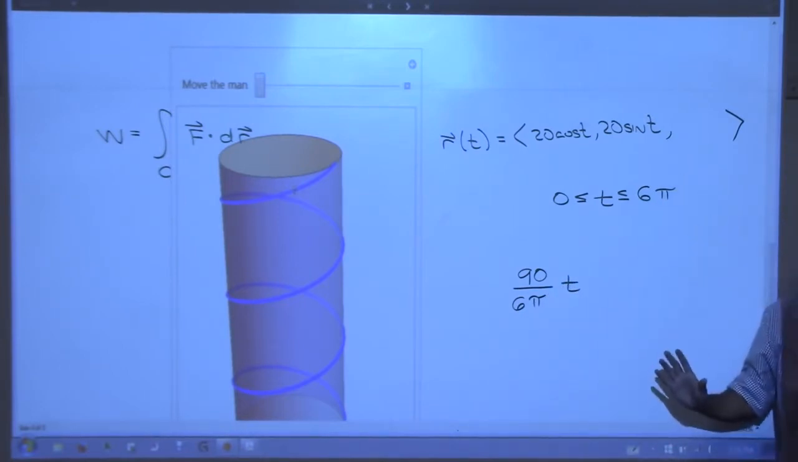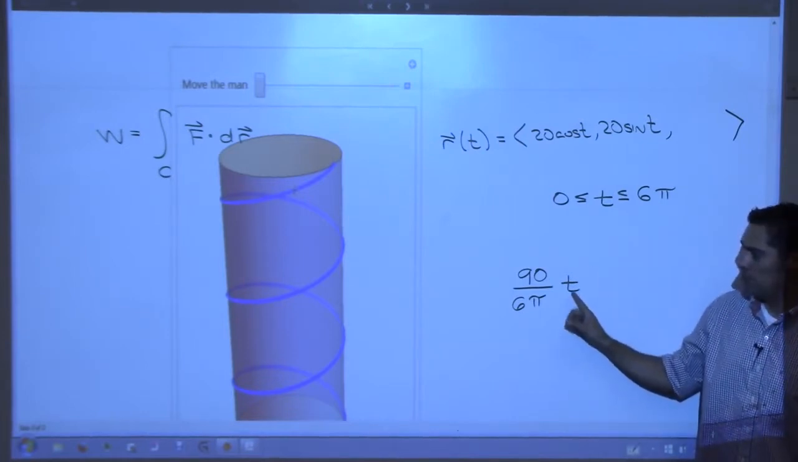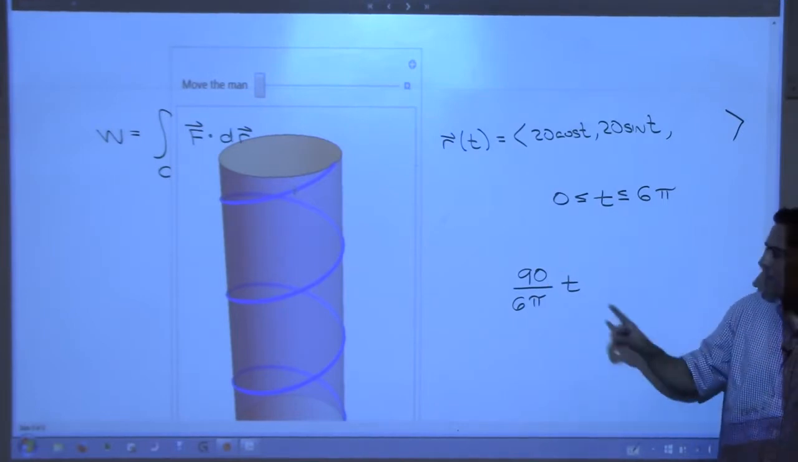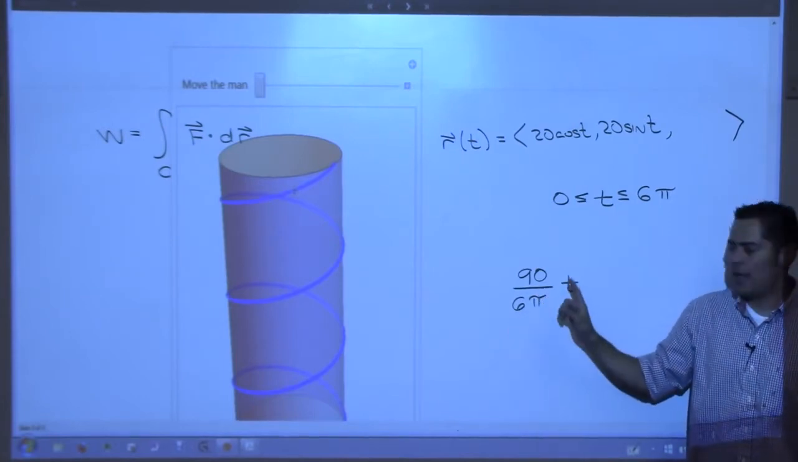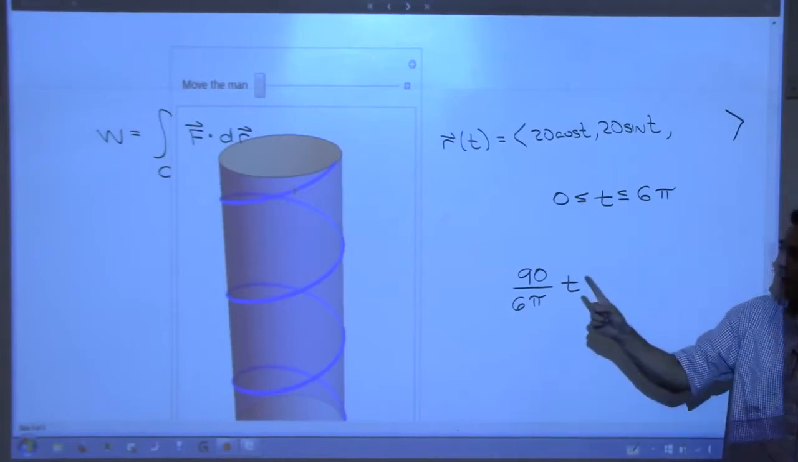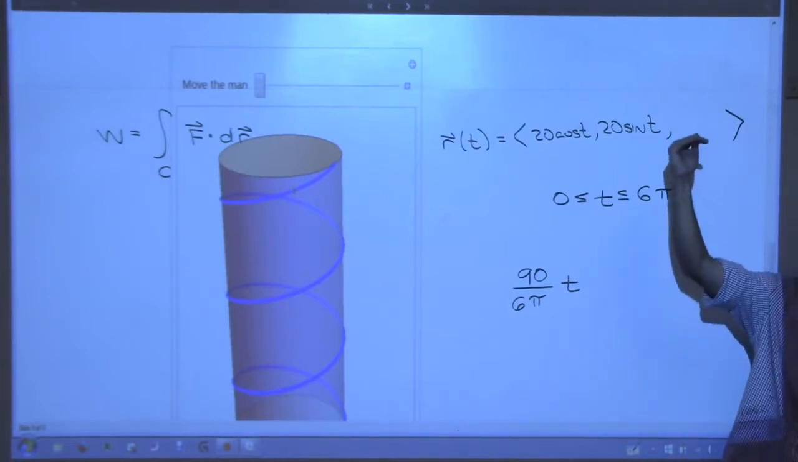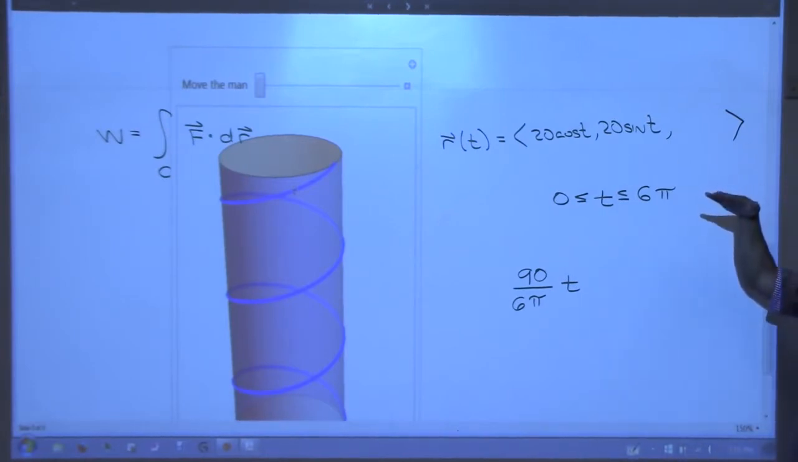Now let's talk about y. At t equals 0, where are you? 0. So you're 0 height, right? At t is 6 pi, where are you? They cancel and you get 90. And this is linear, which means that as you go around, you're going up at the same rate, right? It's a linear incline. Does that make sense? Where'd you get 90? Oh, the silo is 90 feet high. Oh, that's right. Yep.